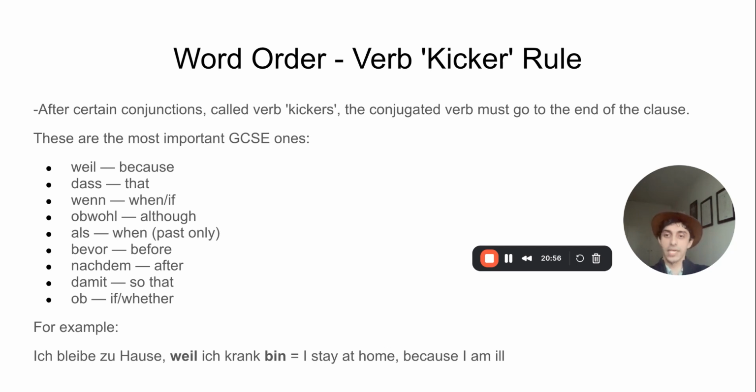The subordinate clause here, containing the verb kicker, is weil ich krank bin, because I'm ill. That's a subordinate clause. It doesn't make sense just by itself. And the verb kicker here is clearly weil. So because that subordinate clause starts with weil, meaning because, we have changed the standard word order. Instead of weil ich bin krank or weil bin ich krank, you would actually put the conjugated verb bin right to the end of that clause: weil ich krank bin.